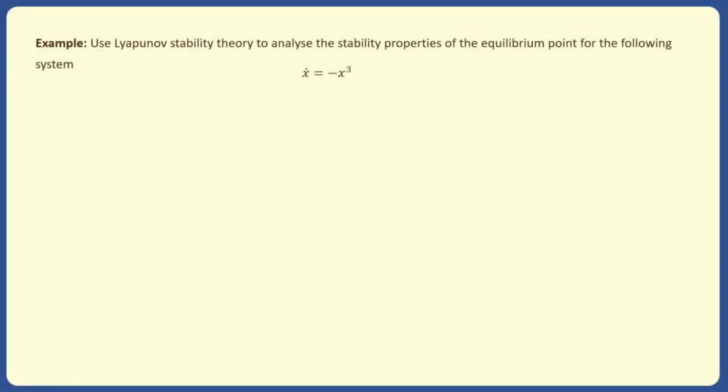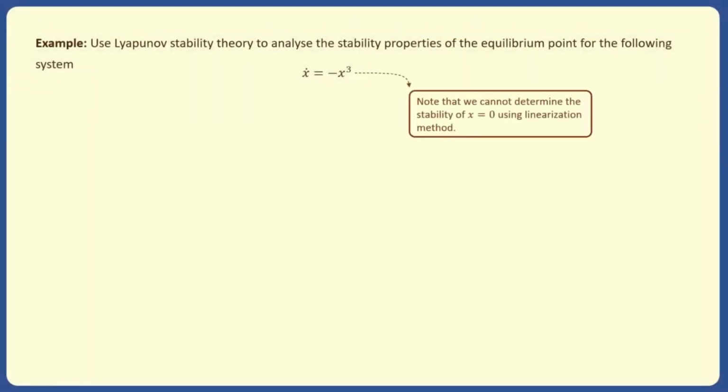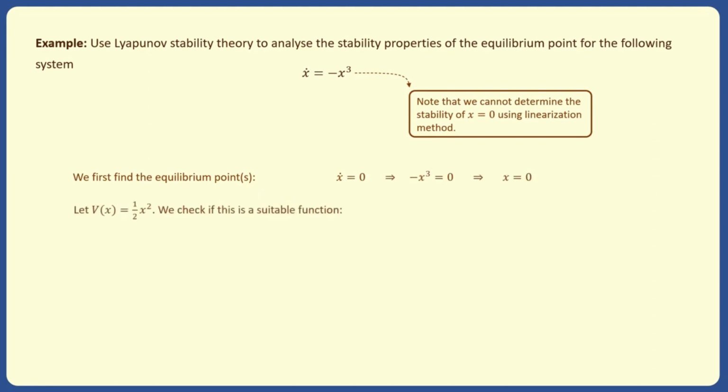Okay, now let us consider a first order example for which the linearization method fails to work. The system model is x dot equals minus x cubed. We first find the equilibrium point of the system. This system has only one equilibrium point at the origin. We choose a quadratic function in the form of V of x equals x squared over 2. Note that this function is 0 at 0 and is positive otherwise. So V is a positive definite function in R.